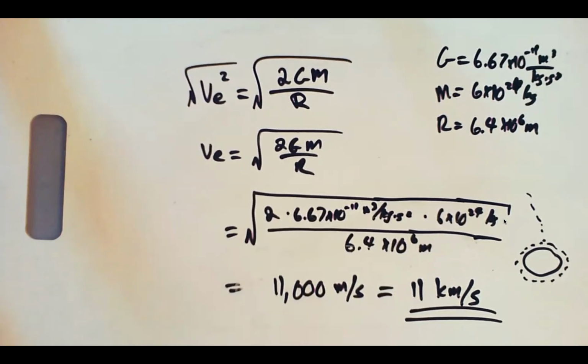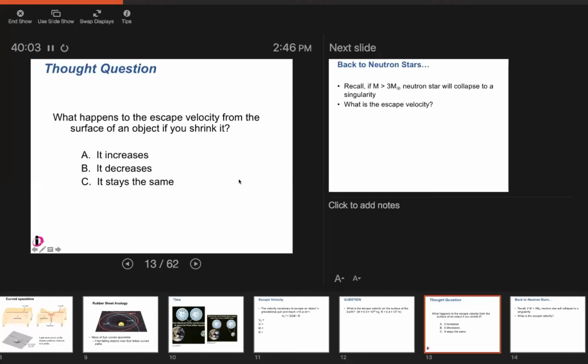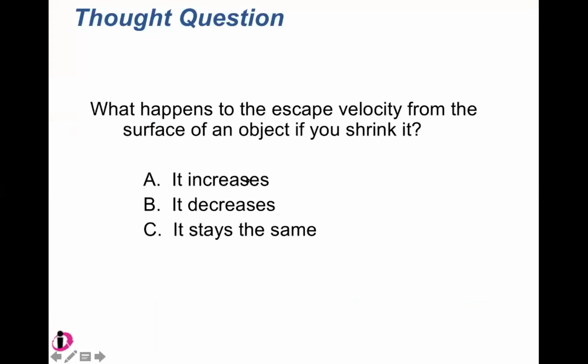All right. I'm going to ask one thought question. Let's go back to our PowerPoint slideshow. That question is this: what happens to the escape velocity from the surface of an object if you shrink it, if you make it smaller? You can pause the video. You should write down an answer. Okay, let's talk about the answer now.